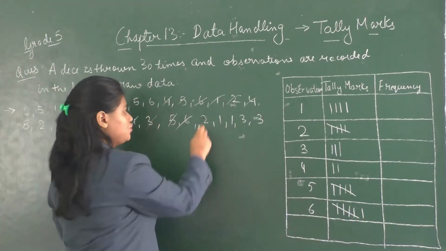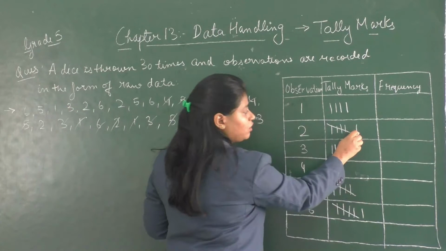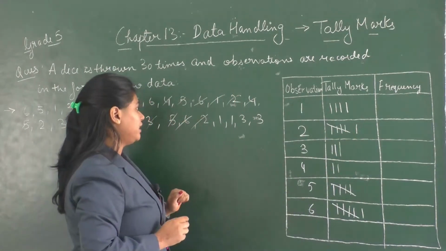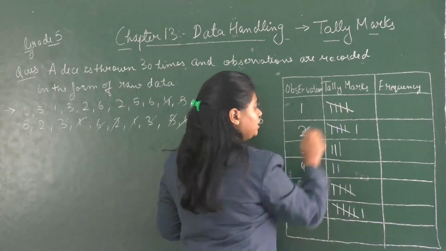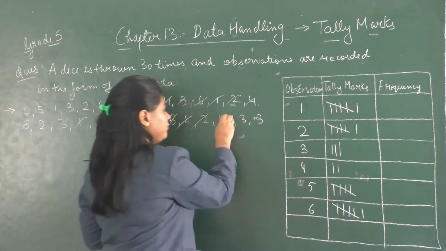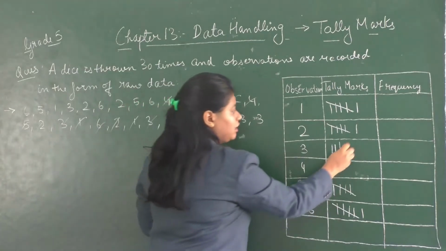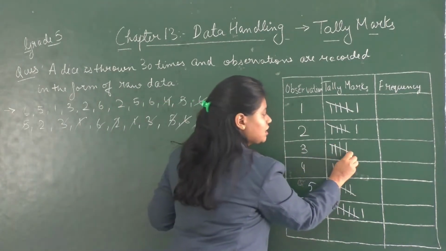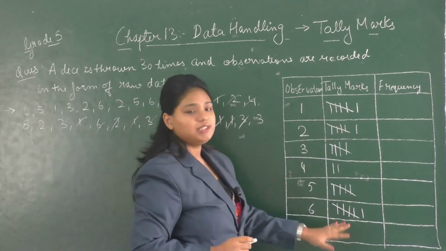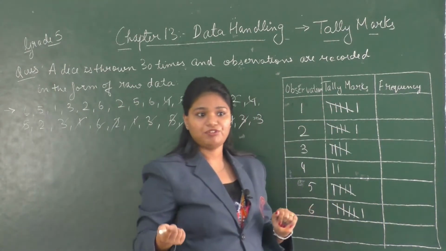Then we have 2. So against 2 I am adding 1 tally bar. Next I have 1, 1, 3, 3. So let's add 1, then 1 more. Then for 3, we are left with one last observation. We will cross this.